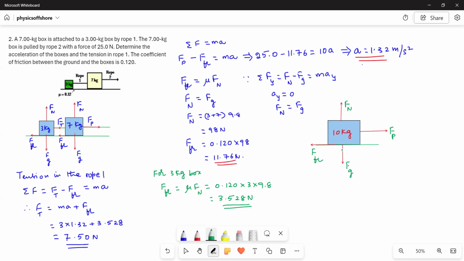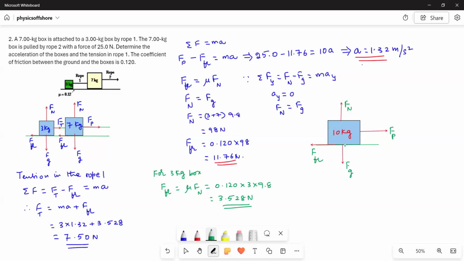And then gravity acts downwards and the normal force upwards. And then this is the force of pull and the friction in the opposite direction. As the box is moving towards right, the friction is towards left. Therefore, net force is equal to MA, Newton's second law. So the net force is F pull minus F friction is equal to MA. Now mass is the total mass, 10 kilograms.